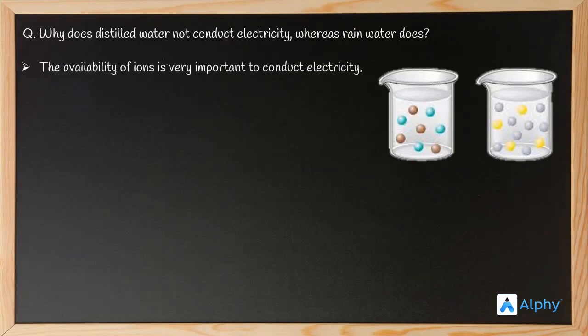So if you recall the previous question where we discussed that HCl, or hydrochloric acid, is able to conduct electricity, however, other compounds such as alcohol and glucose were unable to conduct electricity in spite of having the hydrogen atom within them. So why do you think that happened? What was the difference between HCl and the other two compounds?